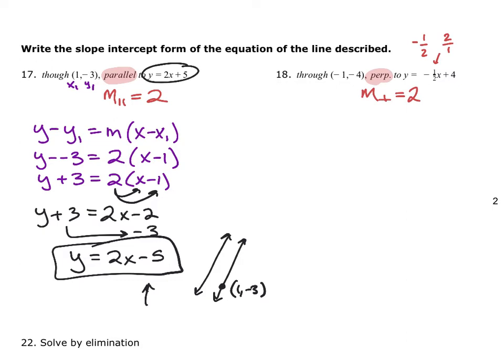I'm going to leave number 18 for you to do, but remember, perpendicular lines cross at a right angle. So when you're checking this one, your equation should cross at a right angle and it should go through that coordinate point, -1, -4. If it shows up like that visually, then you've written the correct slope-intercept form equation.